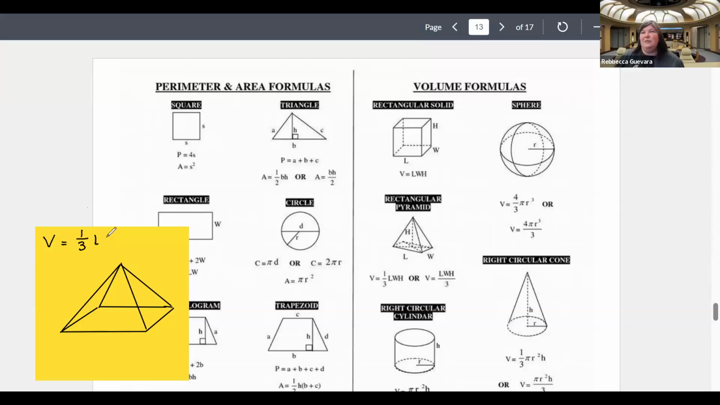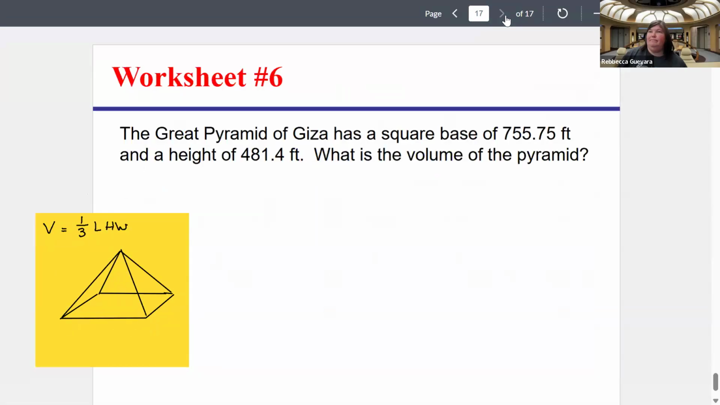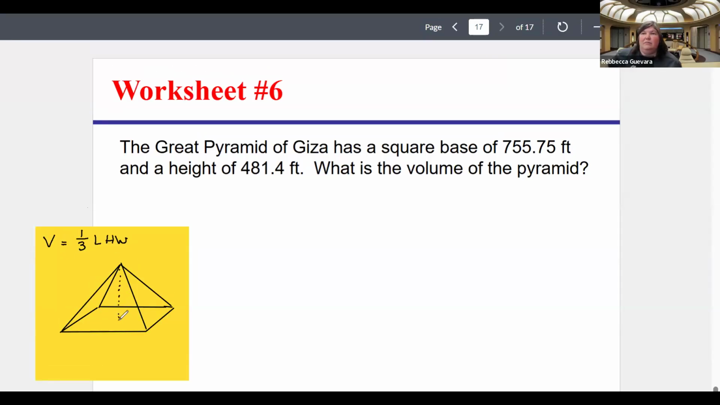We see that the volume of a pyramid is 1/3 times length times width times height. Okay, we've got to think about what this means. Height is just the height from the top to the bottom of your pyramid. That height is going to be 481.4 feet. And then what we need is this length, this is my l. So we need the length and we need the width.